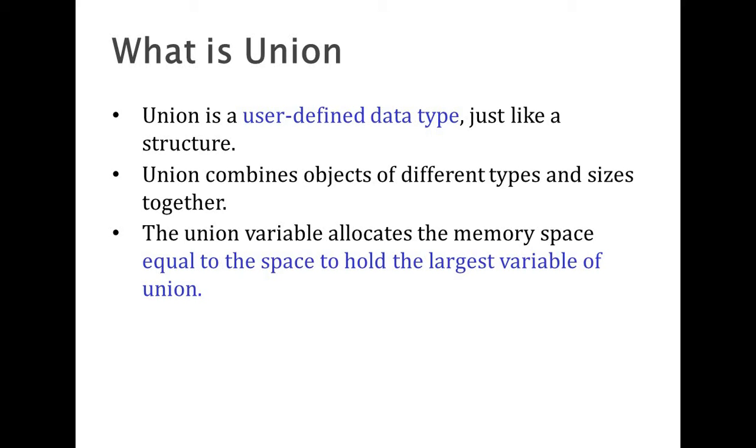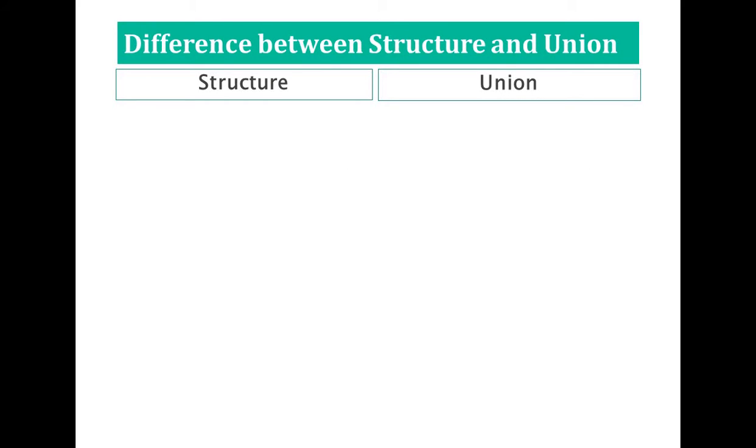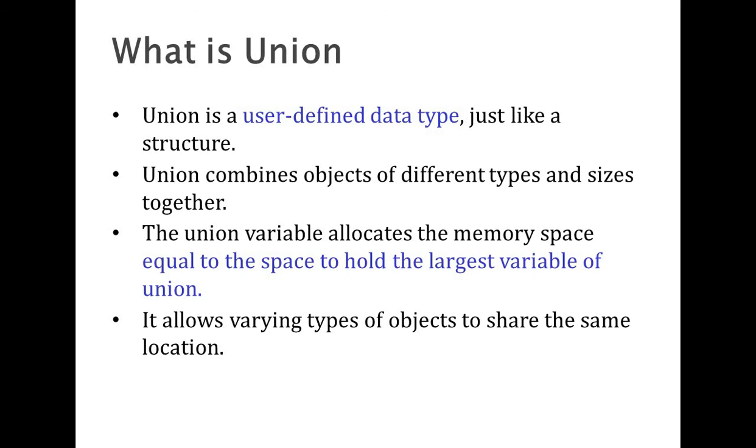Okay, in a union, memory allocation is equal to the space to hold the largest variable of the union, whereas in a structure it is the sum of all the memory required by the members of the structure. We will see it in the video titled what is the difference between structure and union. In this portion we will just focus on union. It allows varying types of objects to share the same location. So first of all, let's see one example of this.